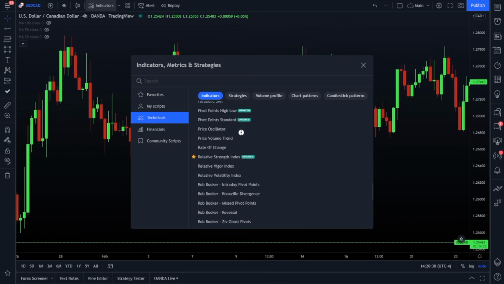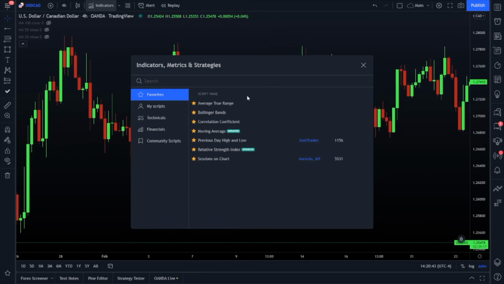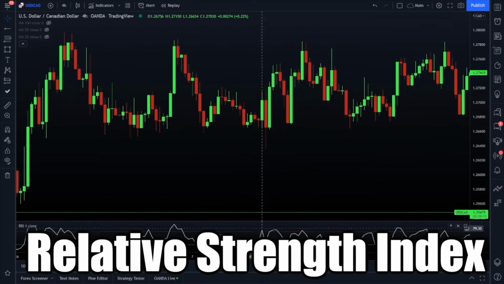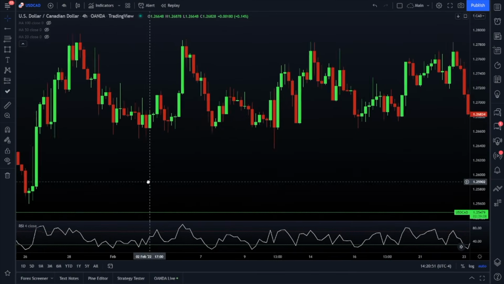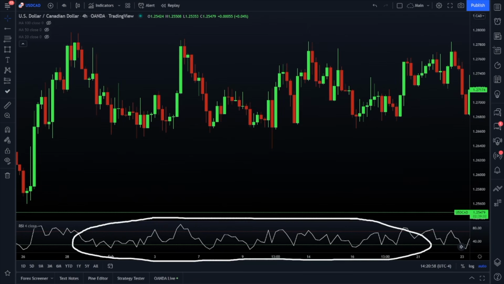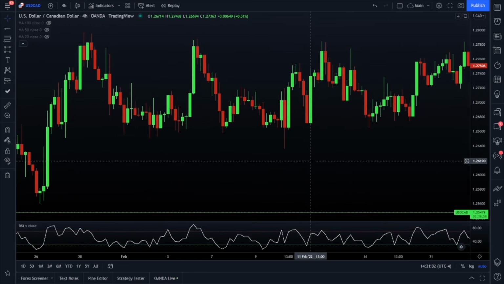But in today's video, I'm going to talk about 3 specific ones that I think are best for newer traders, starting with our very first one, which is going to be the relative strength index. Now, the relative strength index, when we add it to our chart, is going to create this kind of oscillator chart at the bottom of the screen. And don't worry, I'm going to explain first how this indicator works, and then we're going to talk a little bit about how you could actually trade it.